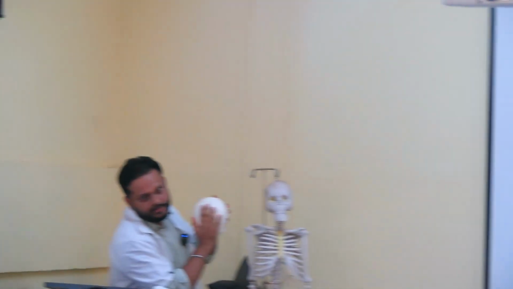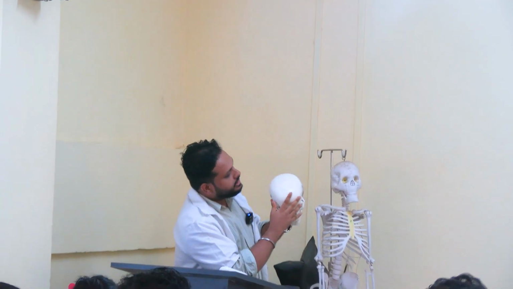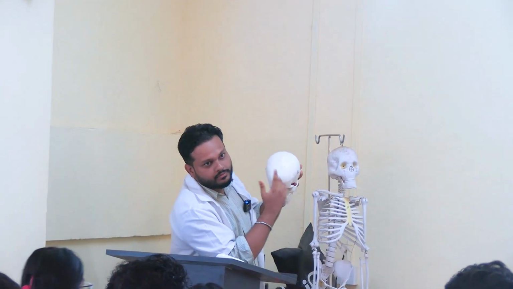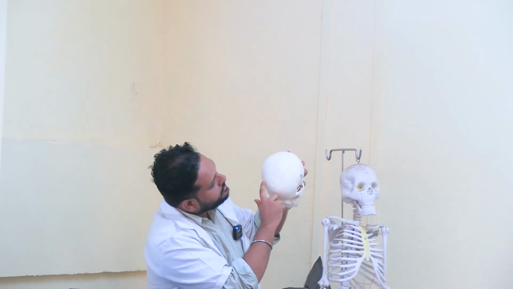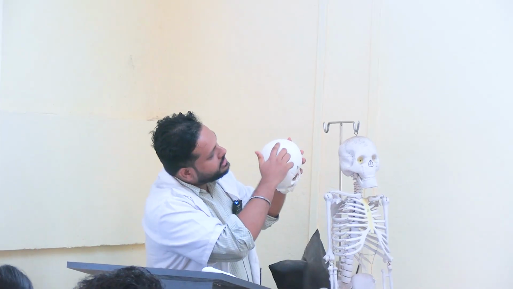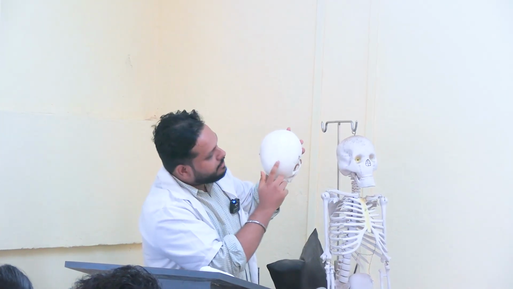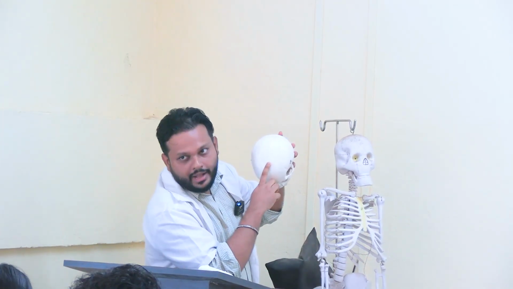This is our Norma Verticalis. Which bone is this? Frontal bone. These two are parietal bones. So what is this suture? Coronal suture. Which suture is this? Sagittal suture. And the meeting point is bregma.